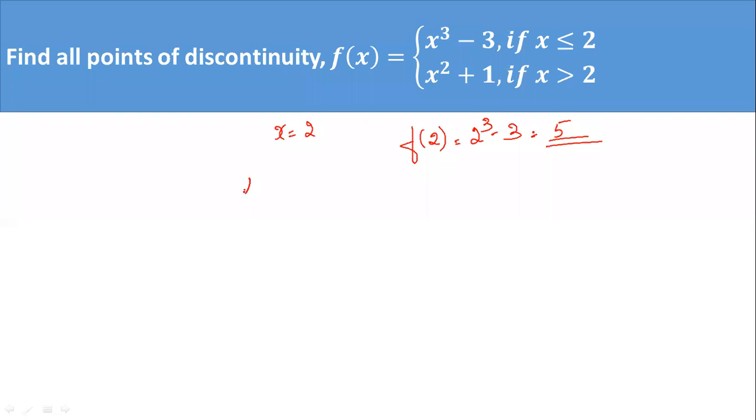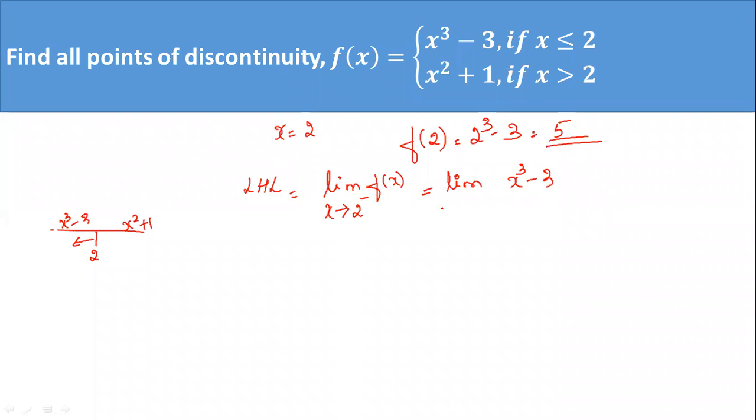So we have to go for left hand limit and right hand limit also. If you see, this is to the left of 2. If it is less than 2, the function is x cube minus 3. If it is greater than 2, then the function is x square plus 1. So the left hand limit: you are approaching 2 from the left, meaning you take values less than 2, immediately less than 2. So x tends to 2 from the left, the limit of f of x is x cube minus 3 as x tends to 2 from the left, which is approximately equal to 2 cube minus 3, which is 5.